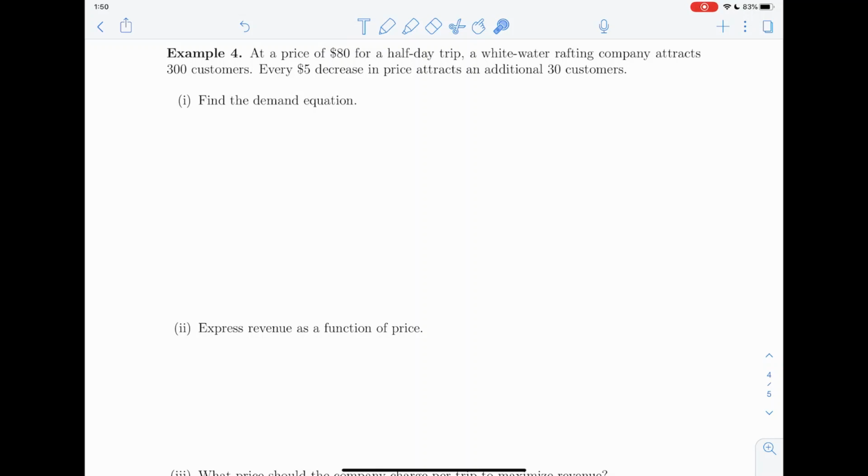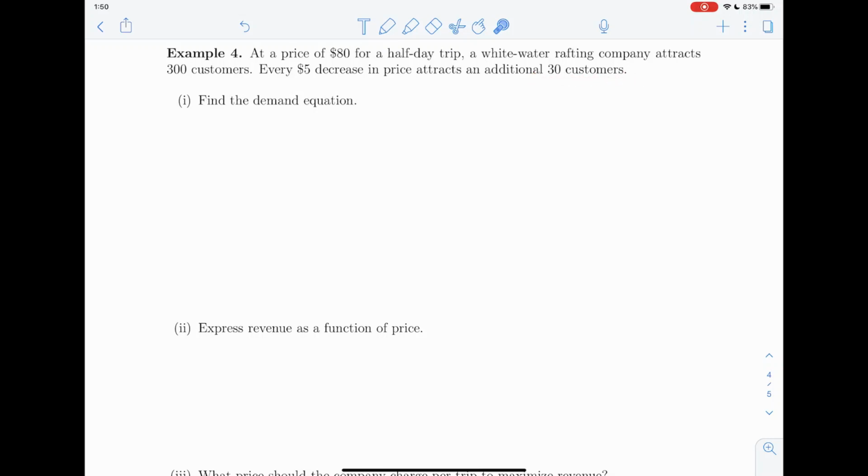In particular, they know that if every day they're open, they're going to attract 300 customers. Now, those 300 customers are only attracted for that $80 price tag. They know, for example, that in order to beat competitors, if they decrease the cost of their trip, then they're going to attract more customers. And based on some prior data, they determine that for every $5 decrease in their costs, they attract 30 additional customers.